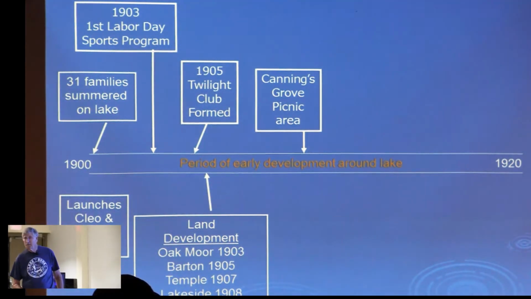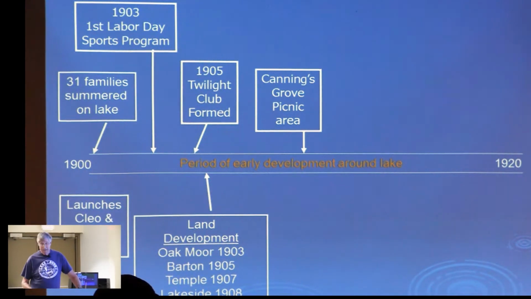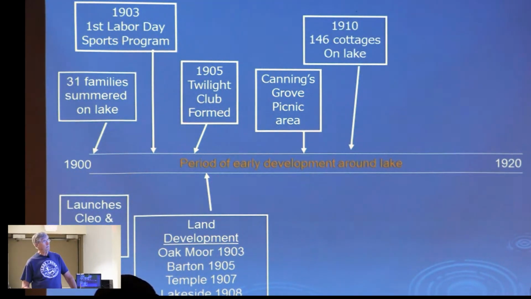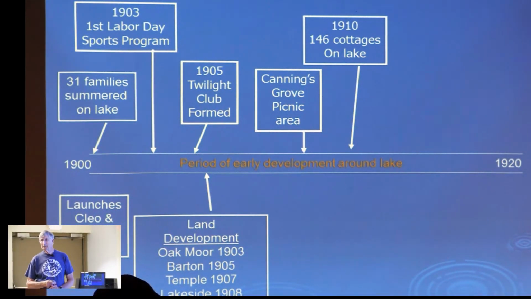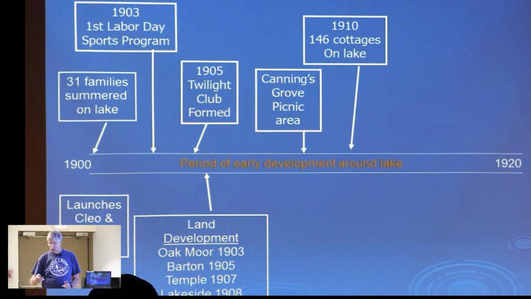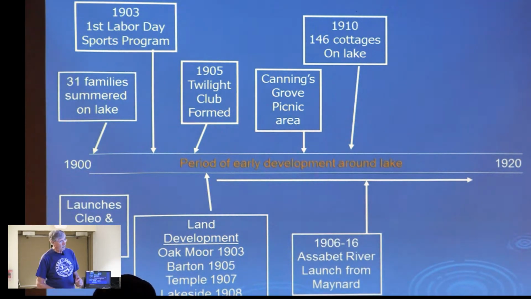Canning's Grove, 1905, 1910. Don't have any pictures of Canning's Grove. Have ads, and we know some of the people who were there, but I don't have any pictures of it. 1910, 146 cottages. Lake Boone has been ranked as one of the most densely settled lakes in the state. And early, I mean, there's been a tremendous amount of building recently, but it's all infill, and much of it's on the other side of the road. So it's been developed early and for a long time.